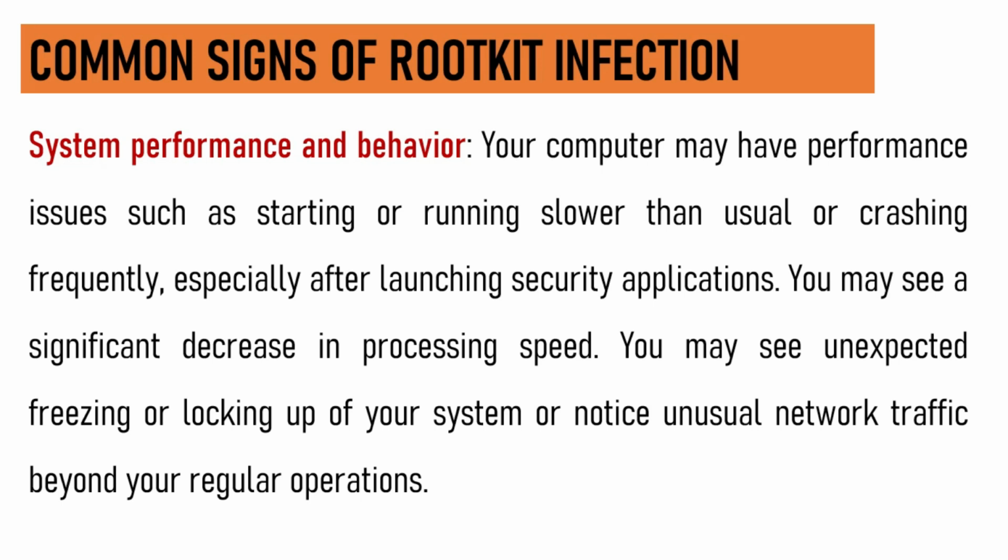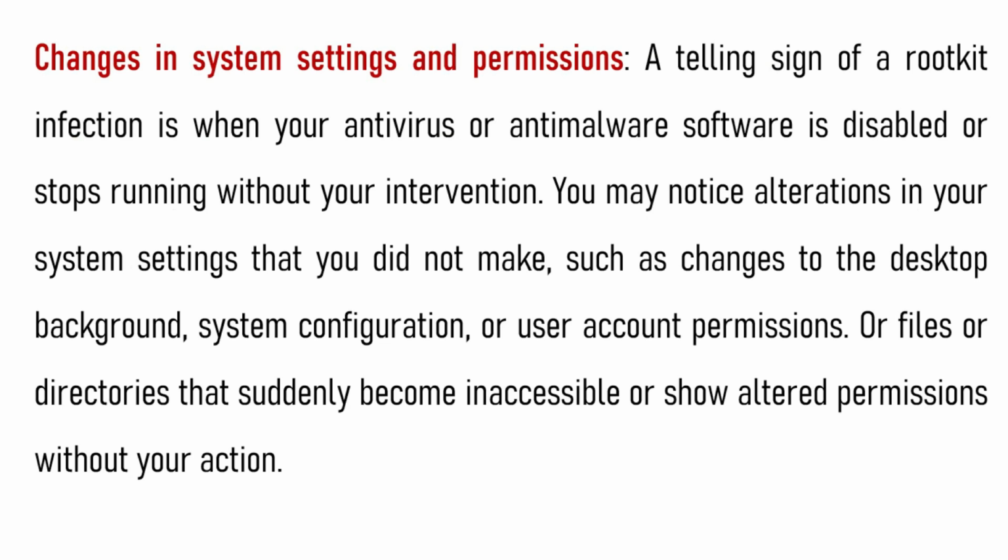You may see unexpected freezing or locking up of your system, or notice unusual network traffic beyond your regular operations. So when it comes to regular system performance and operations, if you see a significant change, that tells you that there is a rootkit infection. Now, another sign is a change in the system settings and permissions.